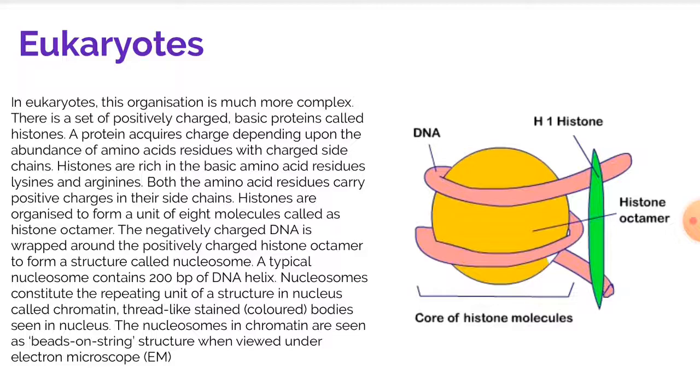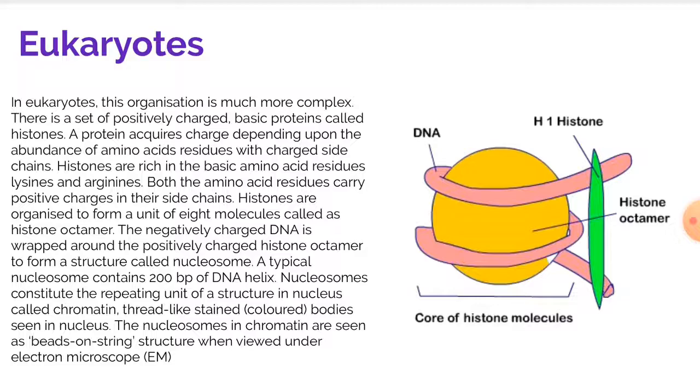Histones are organized to form a unit of 8 molecules which is known as a histone octamer, and the charge of the DNA is negative. It is wrapped around the positively charged histone octamer, and both these form a structure which is known as a nucleosome. This is important from the examination point of view. A typical nucleosome consists of around 200 base pairs of DNA helix which are wrapped around the histone octamer.